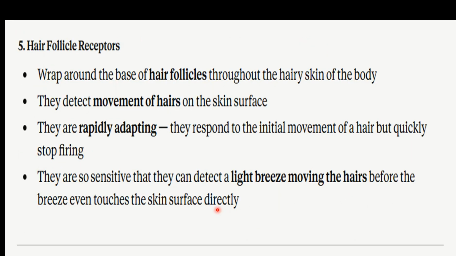Now we have the fifth point, that is the hair follicle receptor. Hair follicle receptors wrap around the base of the hair follicles throughout the hairy skin of the body. They detect the movement of hair on the skin surface. They are highly rapidly adapting. That means they respond to the initial movement of hair but quickly stop firing. They are so sensitive that they can detect a light breeze moving the hairs before the breeze even touches the skin surface directly. So this is all about the hair follicle receptor.